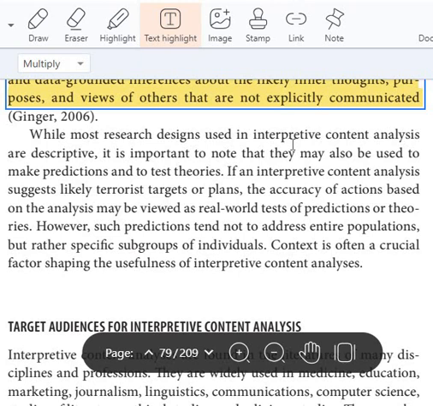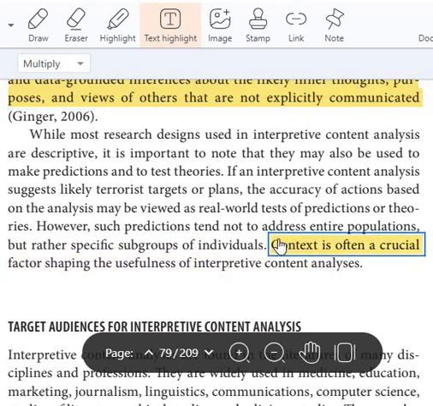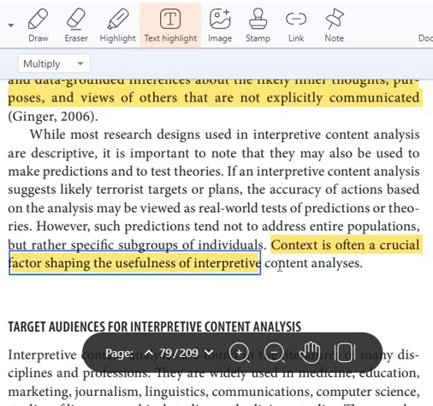The qualitative, as we will see in the next video, will be represented in people who are creative, because they are generating new stuff, they are generating new theories, okay, and they're proving them right. That's why it's not easy to do this interpretive content analysis. What do you think about the last one, which is the qualitative? Here, context again is so important. So it is often a crucial factor shaping usefulness of interpretive content analyses.